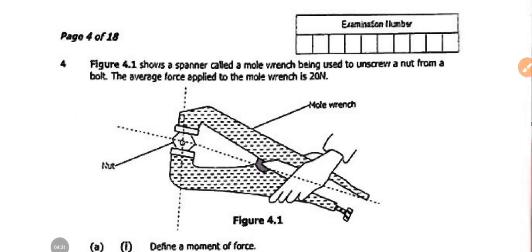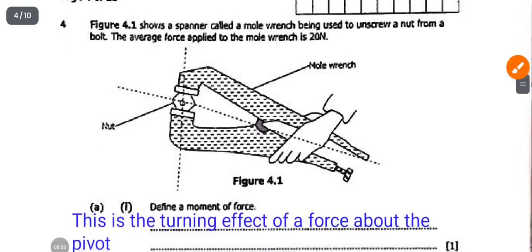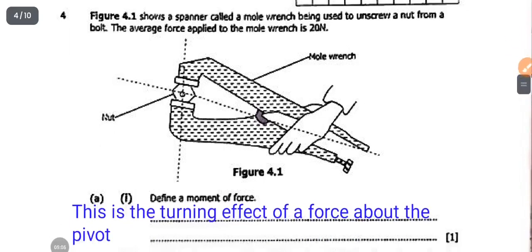Question 4. Figure 4.1 shows a spanner called a monkey wrench used to unscrew a nut from a bolt. The average force applied to the wrench is 20 newtons. Question A1. Define a moment of force. By definition, a moment of force is the turning effect of a force about the pivot. So this is what we call the pivot. So here we're saying that moment of a force is the turning effect of a force about the pivot.